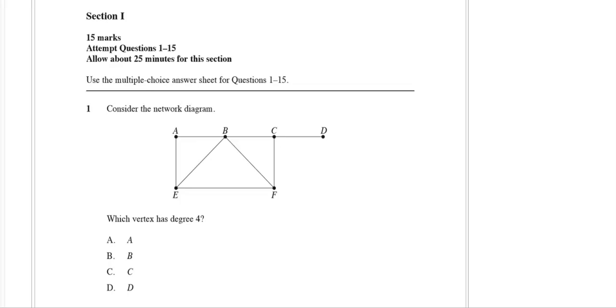Question 1. Consider the network diagram as shown. Which vertex has degree 4? Right, so I'm counting those and the only one that has degree 4 is at B because I can see 1, 2, 3, 4. The answer is B.